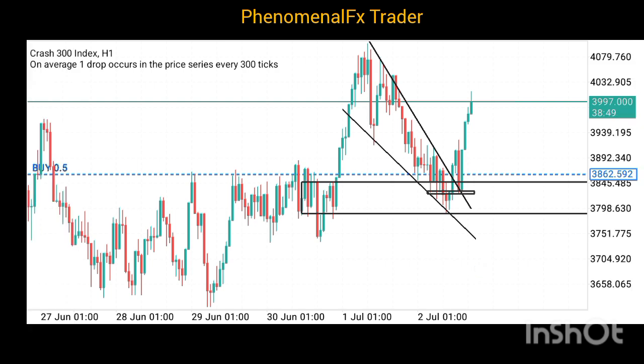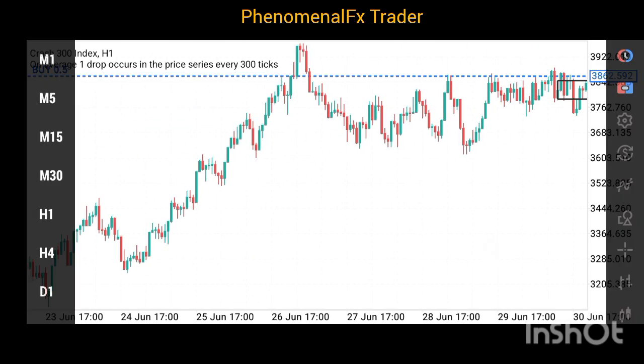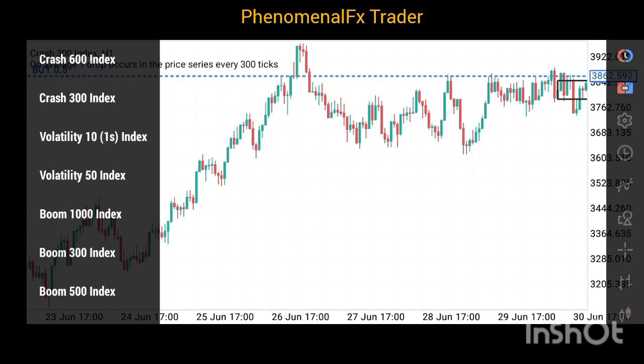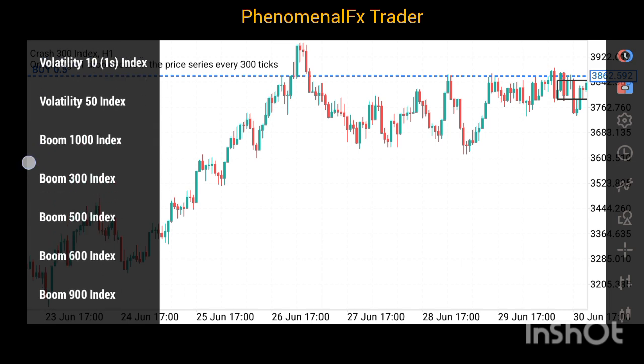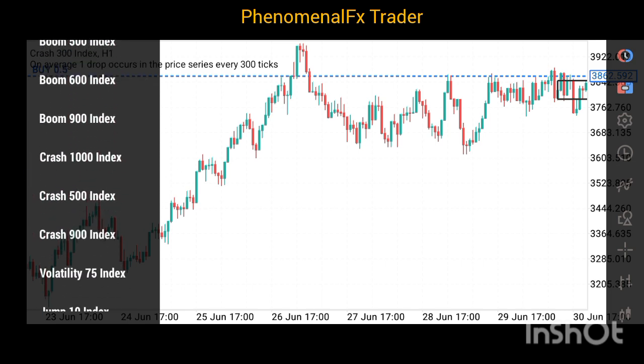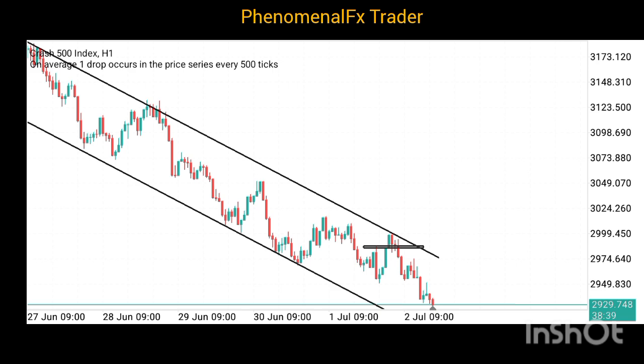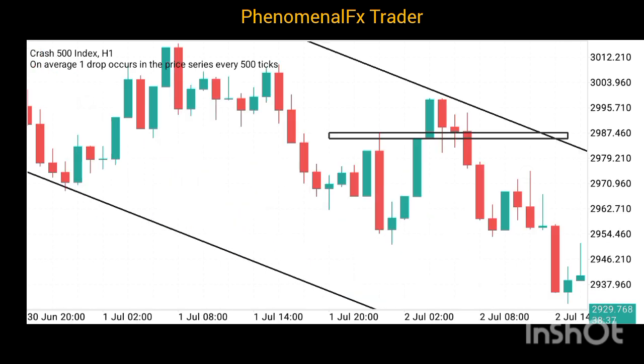All right, so it's very simple. It's similar to a trade I took yesterday on Crash 500 Index. Let me quickly look at Crash 500 Index. Okay.